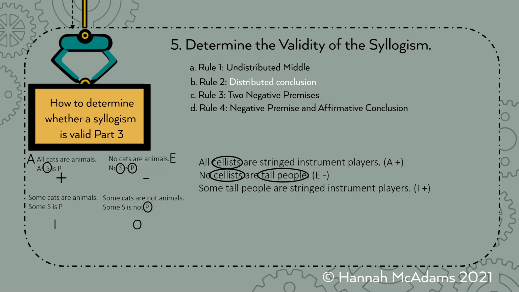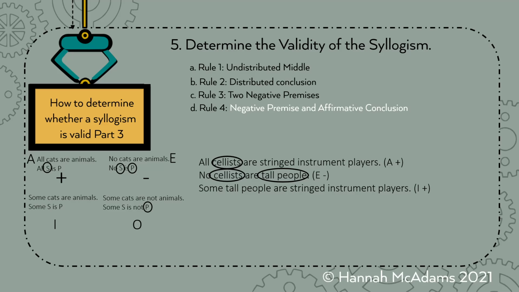Distributed conclusion. All right, so we look at the conclusion. If there's something circled in the conclusion, then it has to also be circled in the premise. There's nothing circled, so we don't need to worry about that one. Okay, two negative premises. Well, we have a positive and a negative, right? So that's not it.